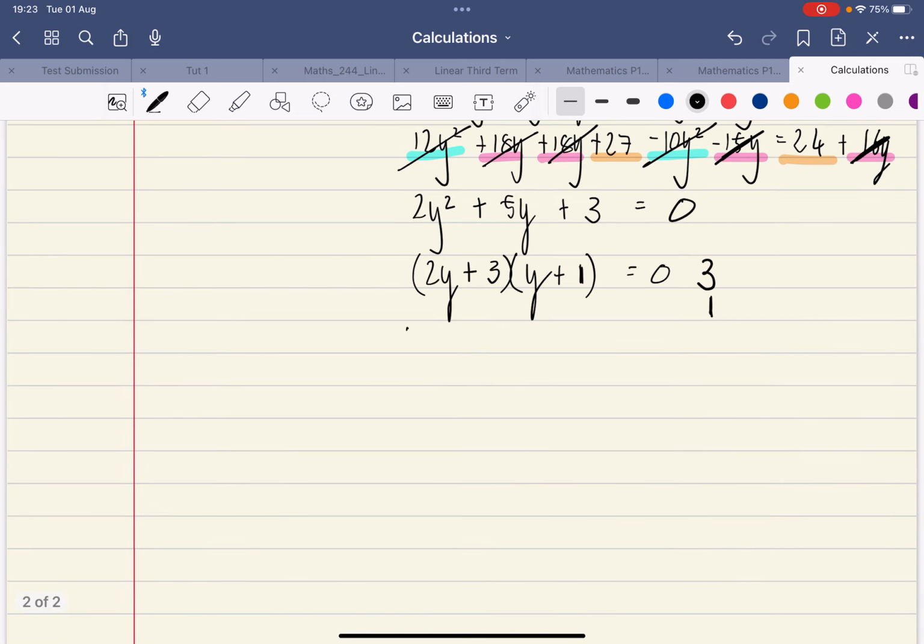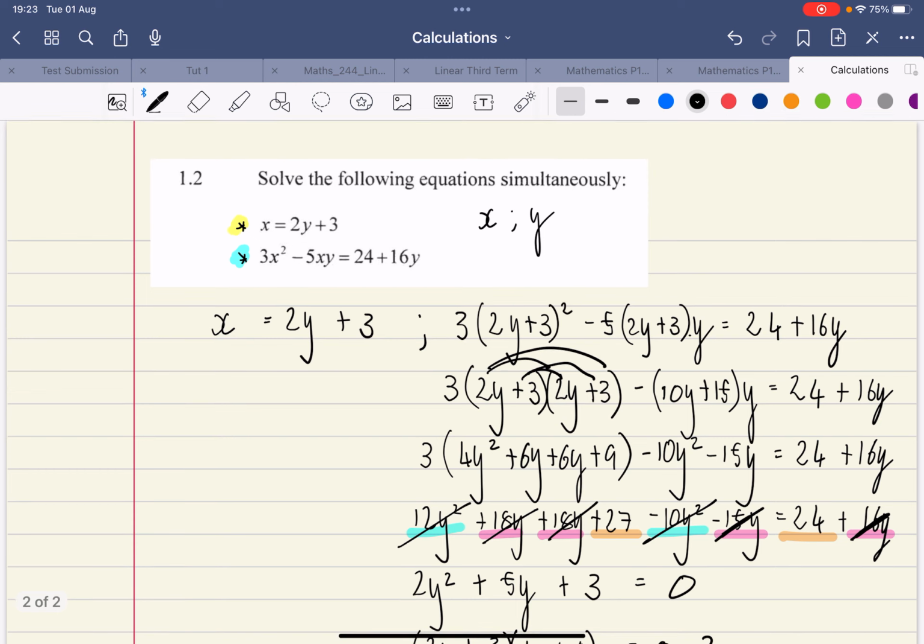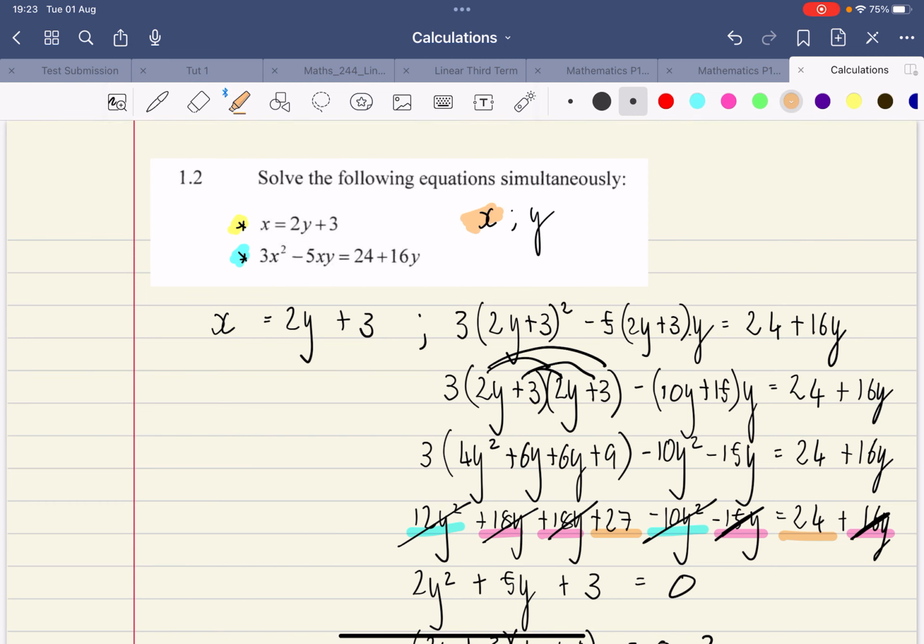And then we just solve for y to make the entire thing equal to 0. So 2y plus 3 is equal to 0. y plus 1 is equal to 0. y is therefore minus 3 over 2. y is equal to minus 1. But wait, we're not done yet. We still have x to solve for.